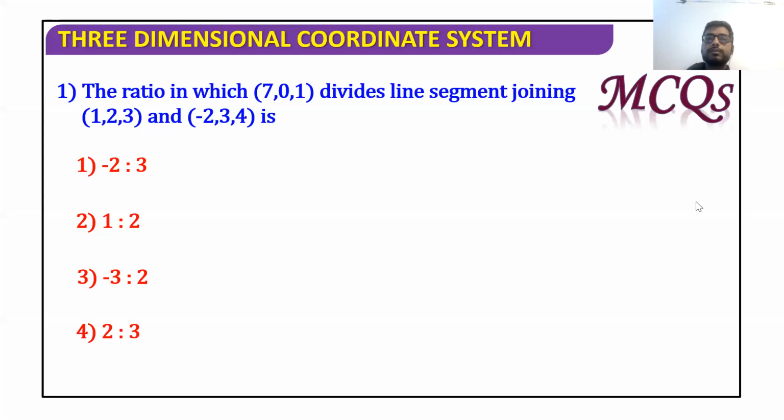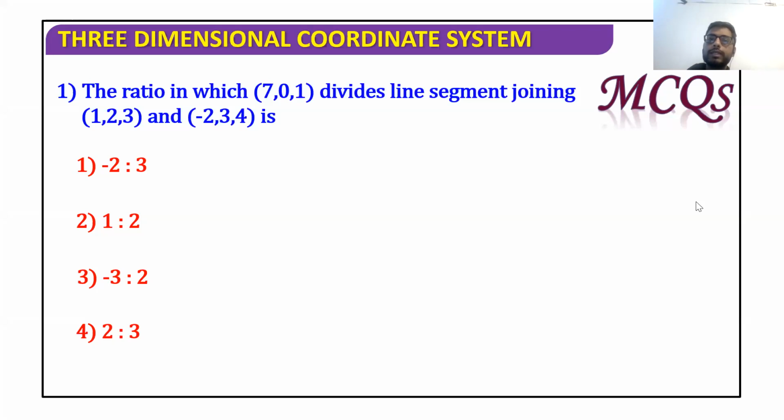So the first question is the ratio in which a particular point, which is joining a line segment A and B, is equal to question mark. Say suppose that point is P, which is 7, 0, 1, and there is going to be one line segment joining A and B. A point is 1, 2, 3, and B point is -2, 3, 4. In what ratio will this point 7, 0, 1 divide this line?